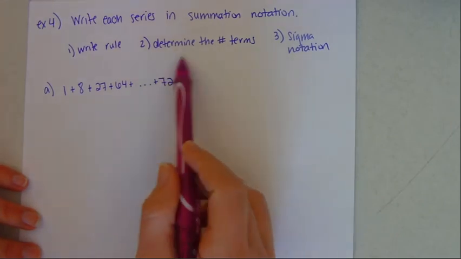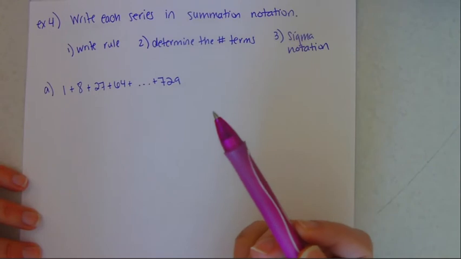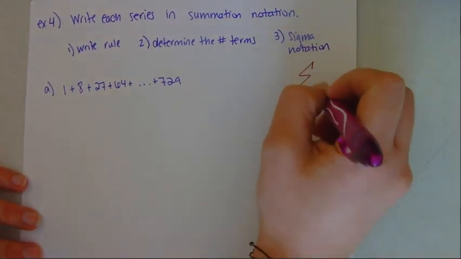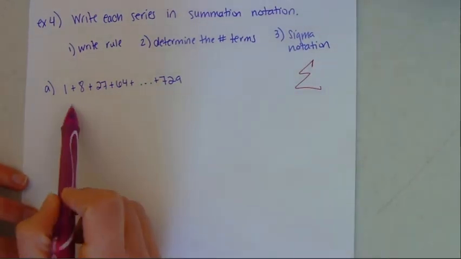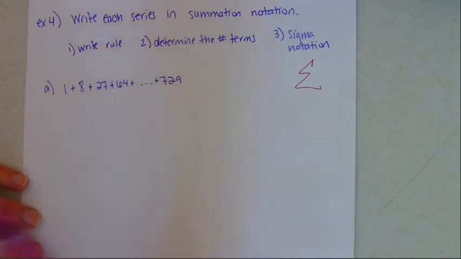Then we're going to determine the number of terms. So once you figure out your rule, figuring out what the number of terms is isn't difficult at all. And then you pop that into that sigma notation. Remember sigma notation? That's that summation notation, that fancy E. So as we look here at this first pattern of numbers, 1, 8, 27, 64, go ahead and take a minute, pause the video, try to see if you can come up with what the pattern is.